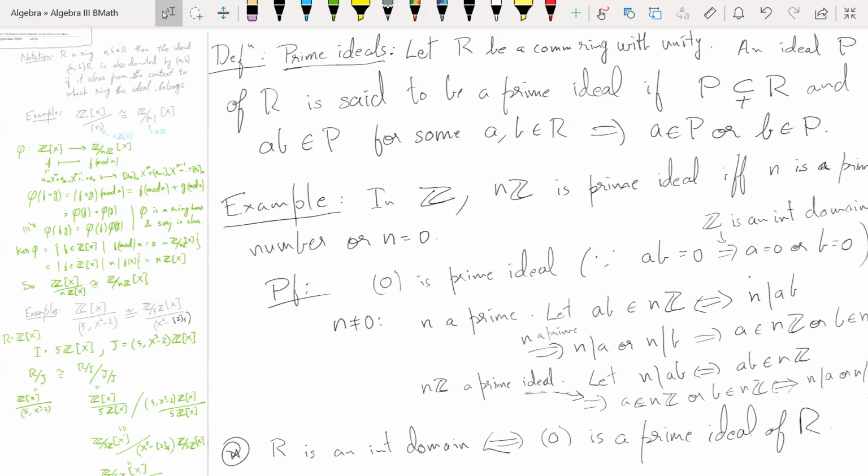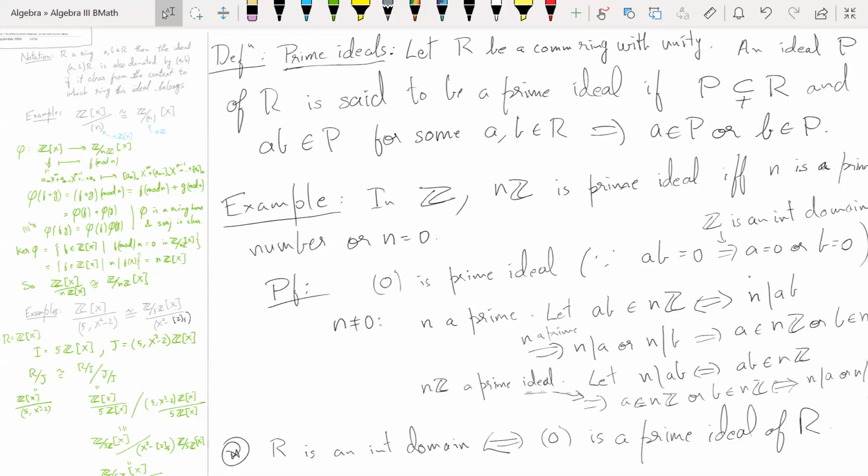Let's get to prime ideals. Let R be a commutative ring with unity. An ideal P of R is said to be a prime ideal if, first, it has to be a proper ideal; you don't allow the whole ring to be a prime ideal. And second, if a times b belongs to P for some a, b in R, then a belongs to P or b belongs to P.